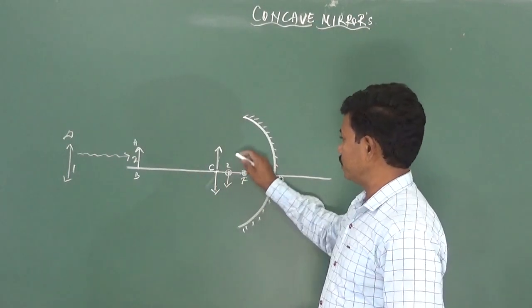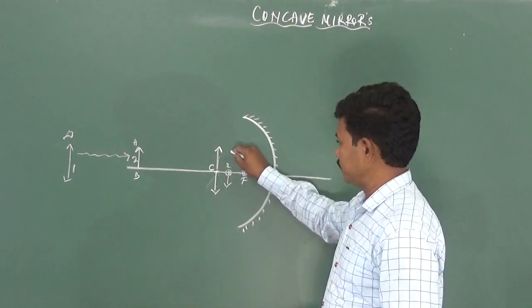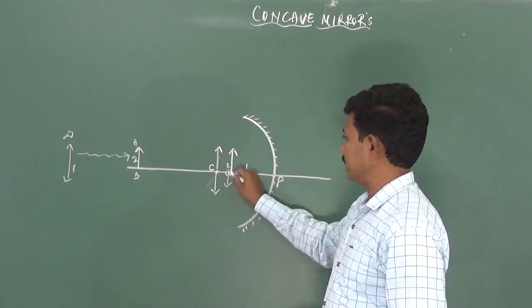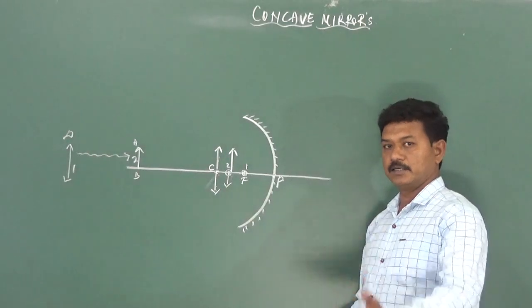Now when you keep the object in between C and F, somewhere here, again the light rays coming from the object fall on the mirror and get reflected.